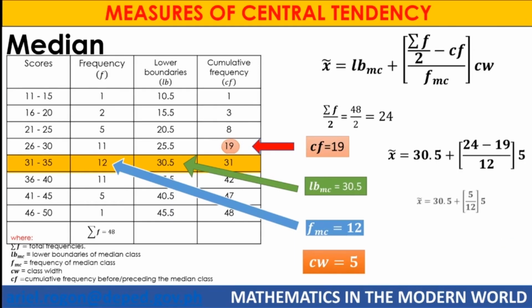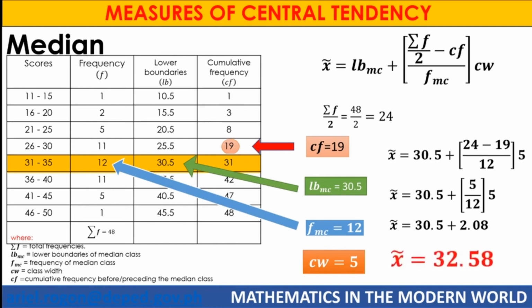So, simplify. 24 minus 19 is 5. Again, simplify that one. 5 divided by 12 times 5 is 2.08. So we have 30.5 plus 2.08, so our mean is equal to 32.58. That is why it is very important that you have your calculators, okay? Again, it is very important that you first solve the median class so that it will be easy for you to solve it step by step.